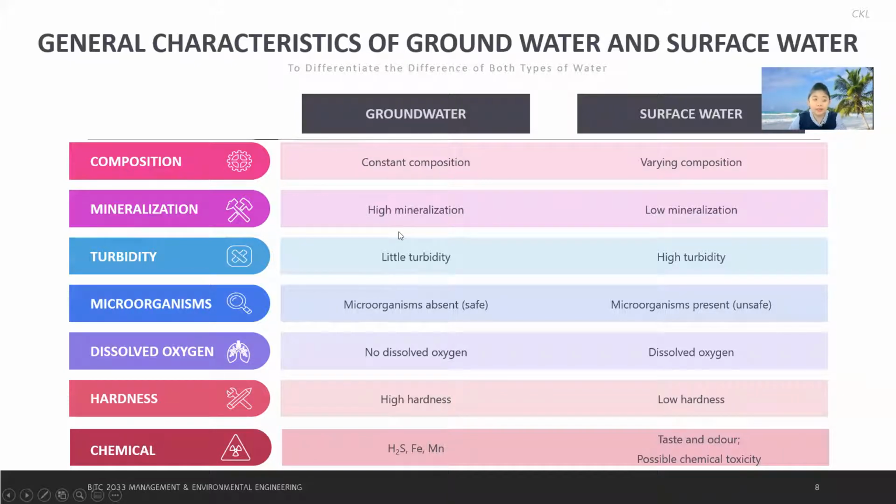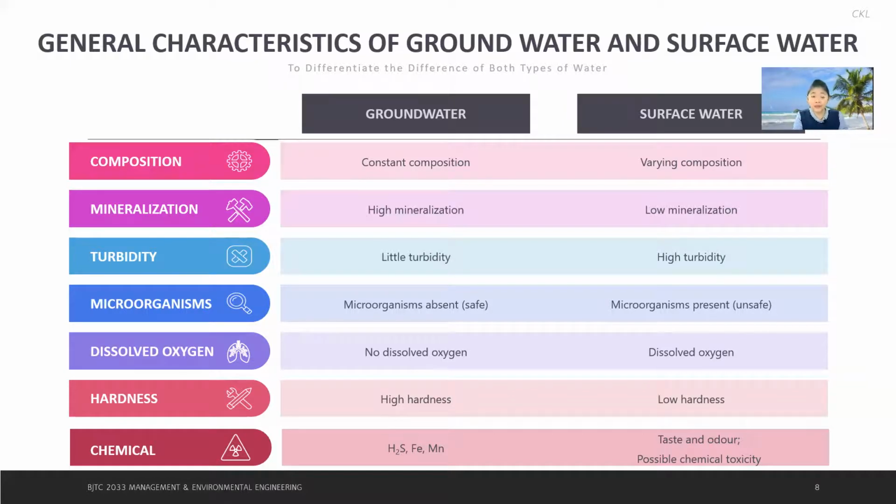And then mineralization: surface water has few minerals, but groundwater has very high minerals. Turbidity: groundwater has been passed through all the sand and rocks. It has filtration, it will filter out. So the turbidity will be very little, but for surface water, if you have a raining season, you can check what happens to our rivers, they become brownish, so high turbidity.